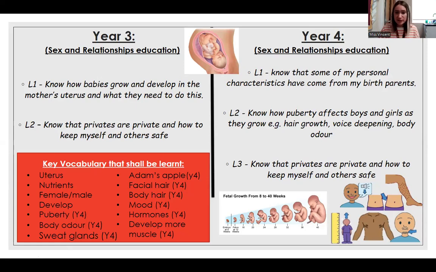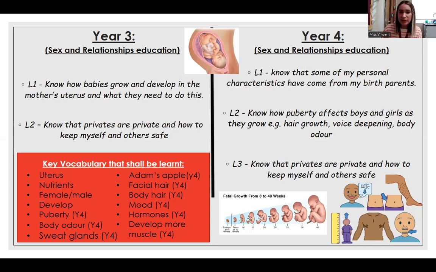So in Year 3, once we've recapped the knowledge from Year 1 and 2, we look at knowing how babies grow and develop in the mother's uterus. We'll be teaching the word uterus, but also how the babies do this, knowing that they get nutrients from their mum through a cord, and that's as far as it goes. So that's just knowing that the baby develops in a mother's uterus.